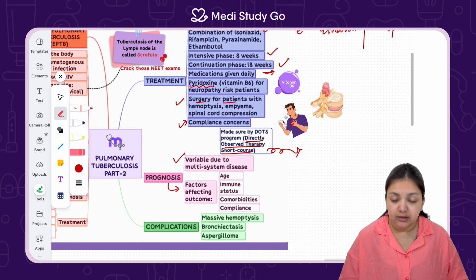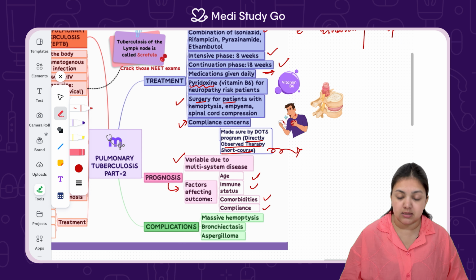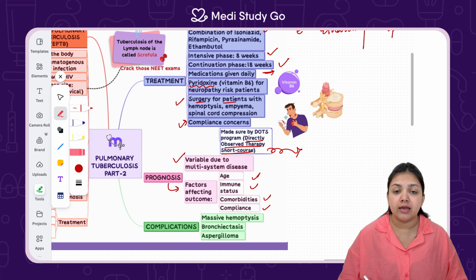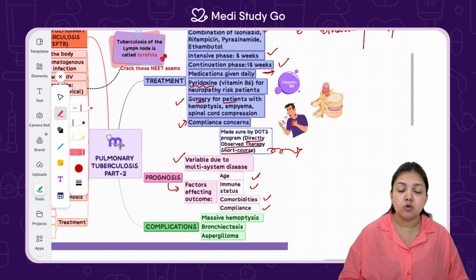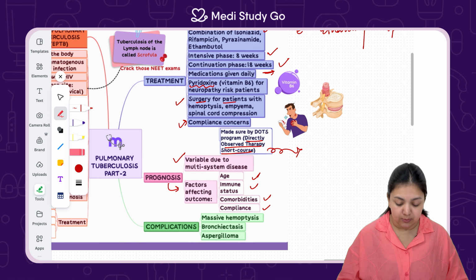Also, the factors affecting the prognosis include age, immune status, comorbidities, and compliance. So obviously, elderly patients who have immunocompromising diseases like AIDS or diabetes, hypertension, thyroid disease, already have low immunity. They might be consuming steroids or other drugs, which decreases the patient's compliance towards additional medication. So that can also affect the prognosis of the treatment.